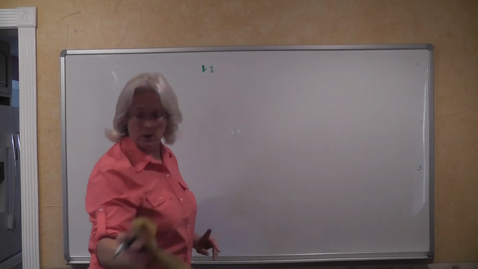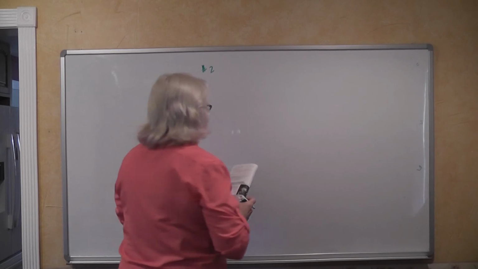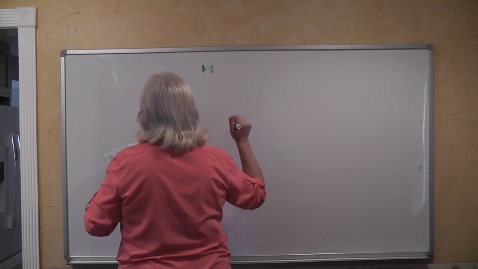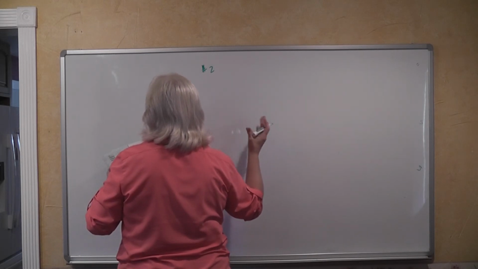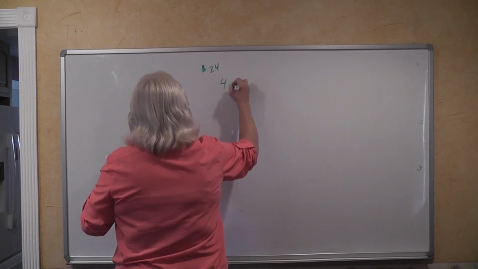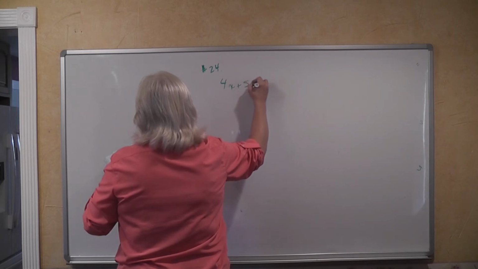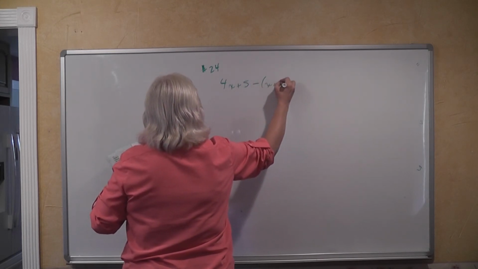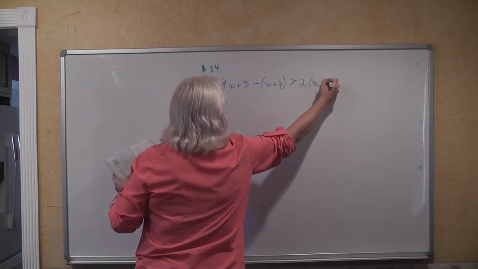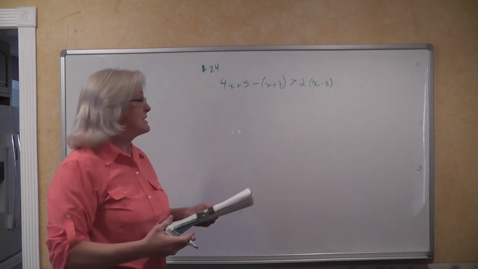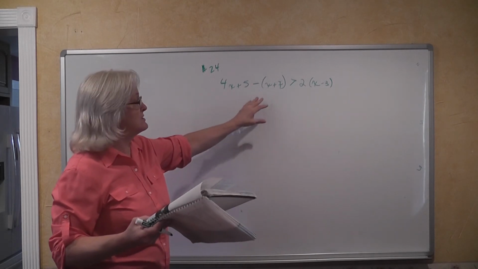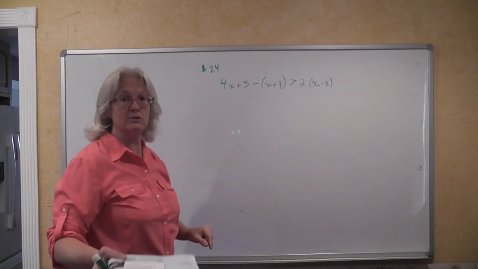Now let's talk about this one. Let me just show you 24. 4x plus 5 minus the quantity x plus 7 greater than 2 times the quantity x minus 3. Now, let's step back and make sure I got this copied. 4x plus 5 minus the quantity x plus 7 greater than 2 times x minus 3.